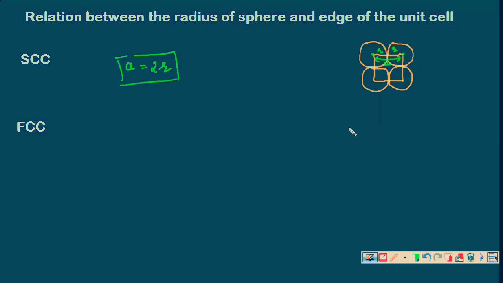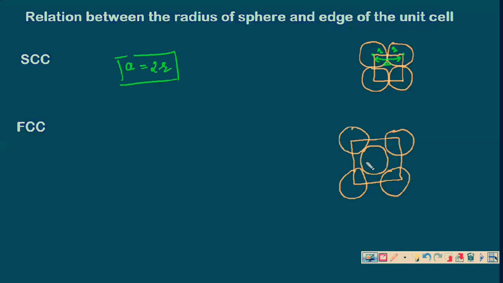In the case of FCC, the particles are present not only at corners but also at each face of the unit cell, like this. This is a corner particle, this is a corner particle, this is a corner particle. You are looking at the face of the unit cell, and this particle is present at the face. So here we can say the edge is not equal to 2r, because there is a gap between the particles at the edges.